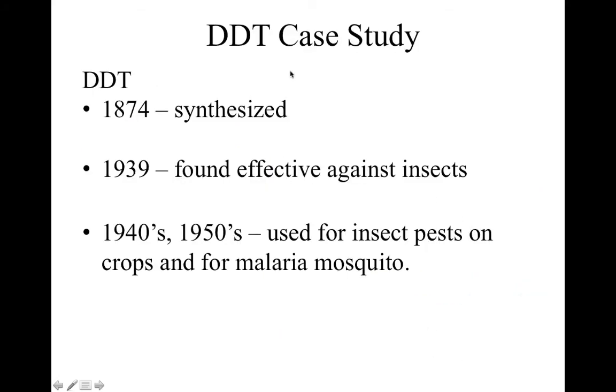A little bit of history on it. It was first synthesized in 1874. It wasn't really used as an insecticide until they realized in 1939 that it was very effective against insects. So in the 40s and 50s, it was used for insect pests on crops. Malaria does not exist in the United States, and even into the areas south of the United States, malaria has been eradicated because of DDT.